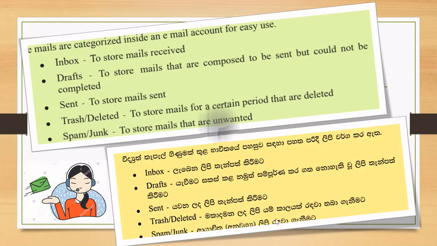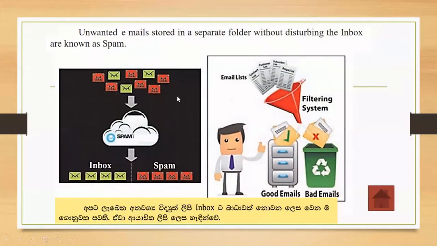This is very important. Normally the Gmail server does this part. The Gmail server filters the emails, right? Risky mails, the ones that may carry viruses or attachments, are sent to the spam box or junk, right? So unwanted emails stored in a separate folder without disturbing the inbox are known as spam, right?